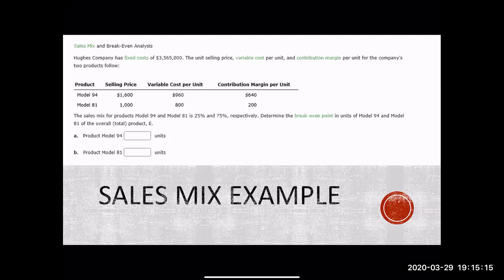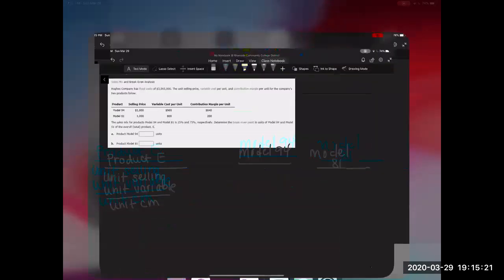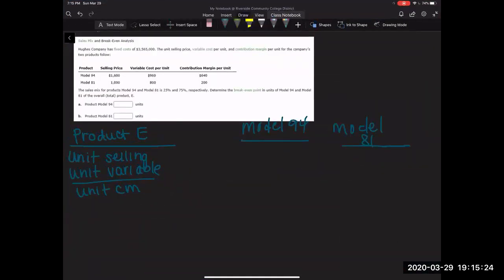So it's very similar to what we did in our prior example. I'm going to switch applications to do this particular problem. What I have already set up is our table, very similar to what we did in a prior video. We're going to take model number 94 and model number 81, and transform them into one big product, which is product E. Remember, product E doesn't really exist. We're just trying to combine both of these into one product so we can understand what the break even is for both. So let's start off with the selling price of model number 94.